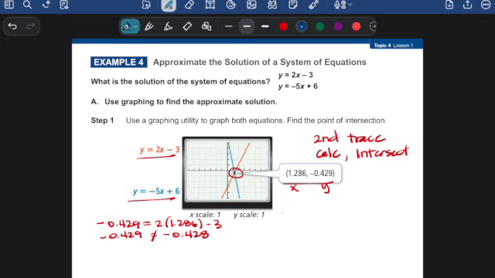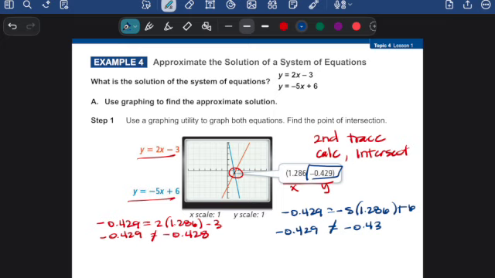Let's plug it into the second equation. My y value, negative 0.429, equals negative 5 times my x value, plus 6. Negative 5 times 1.286 is negative 6.43, plus 6. That is negative 0.43. It is not quite negative 0.429. So again, we're off by a little bit. These are not exact solutions using our graphing calculator. So probably what that means is the calculator rounded to the thousandth. They didn't give us further decimals.